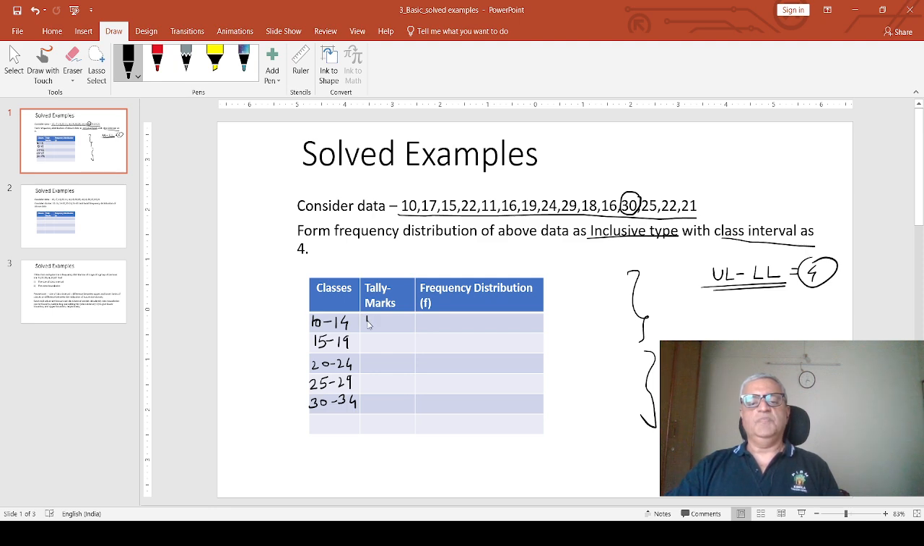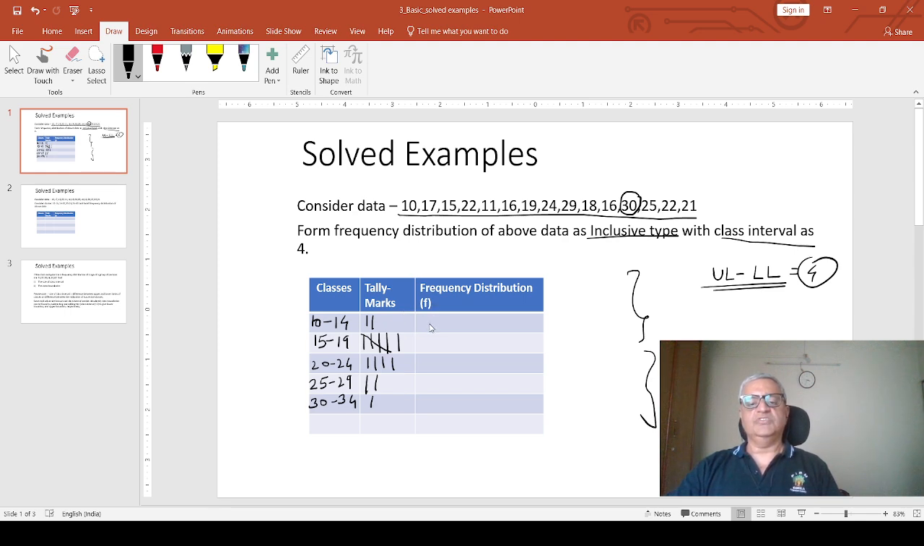My 10 will appear in this class, 17 would be in this class, 15 again is here, 22 would be in the third class, 11 is here, 16 is here, 19 again in this class, 24 is here, 29 is here, 18. So this is the fifth which I'm marking diagonal. After that is 16. Then I have 30, 25, 22 would be here, and 21 again is here. So these are my tally marks.